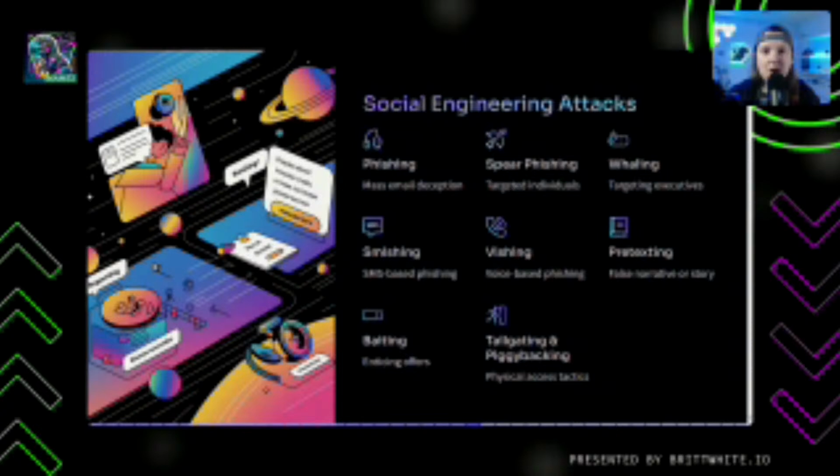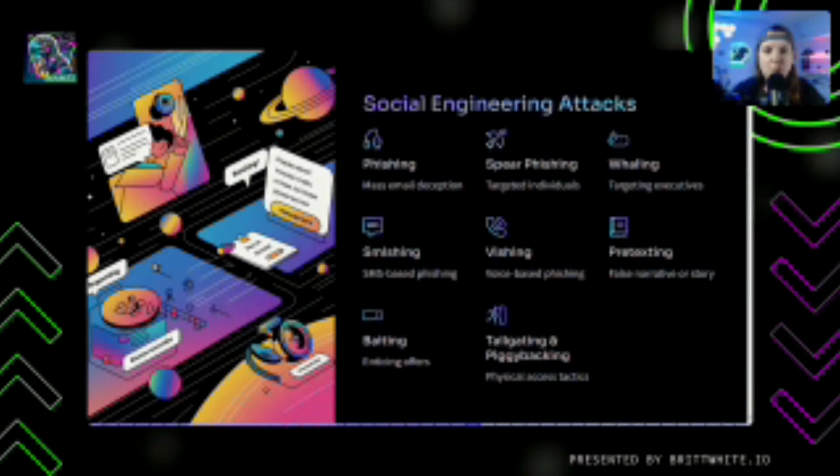Whaling specifically targets the big fish, or whales. This is your C-level executives and other high-value targets. These attacks are highly sophisticated and often involve significant research into the executive's communication style and business relationships.